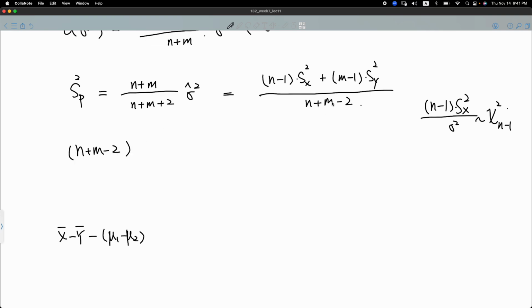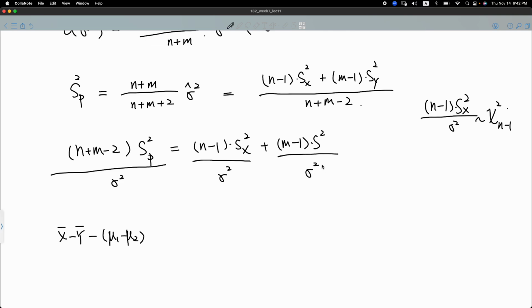So I'm going to multiply the denominator on the left hand side, S pooled equal to (n minus 1) S squared plus (m minus 1) S squared, and then I'm going to divide it by sigma squared for everything. So you will see that this thing follows a chi-square with degrees of freedom n minus 1, and this thing follows a chi-square with degrees of freedom m minus 1. And then they are equal after we correct the bias by multiplying this factor here. And then X and Y are independent, so you know that this one follows a chi-square distribution with n plus m minus 2.